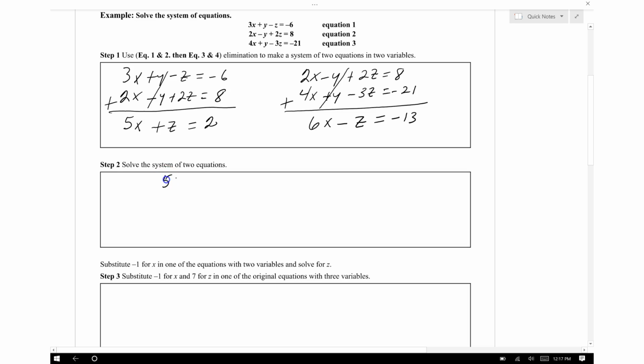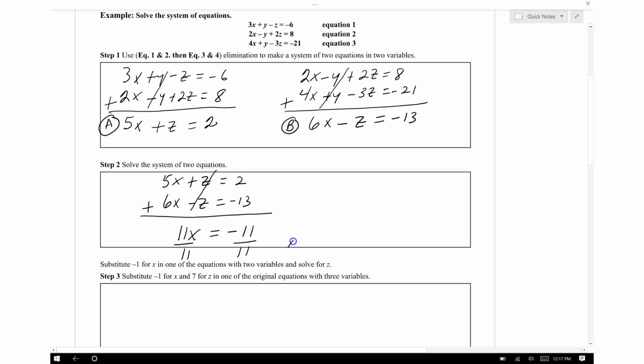So now we have 5x plus z equals 2, and we have 6x minus z equals negative 13. So what we're going to do is go ahead, equation A and equation B, and add. So 5x plus 6x gives us 11x. And you notice the z and the negative z cancels, and we're left with negative 11. And since we're multiplying, we're going to go ahead and divide by 11. So we know that x will be negative 1.